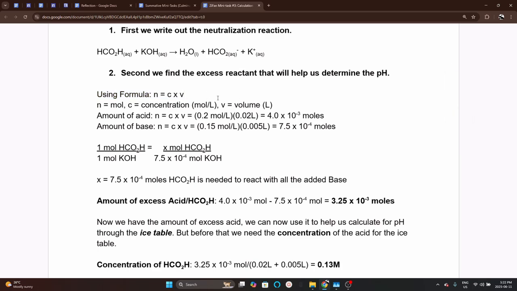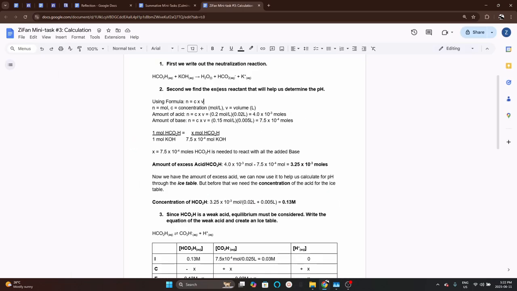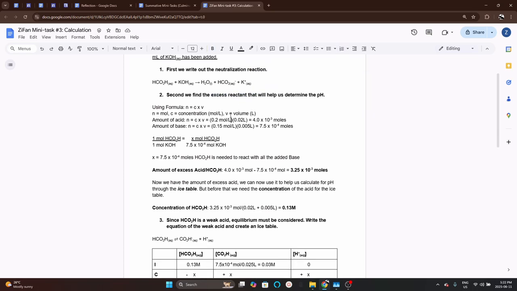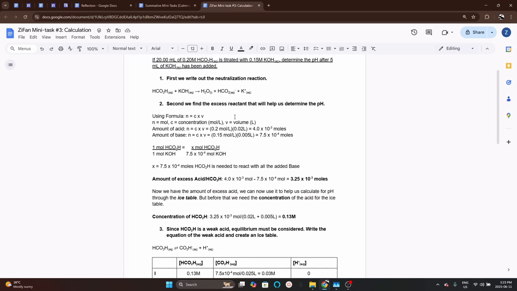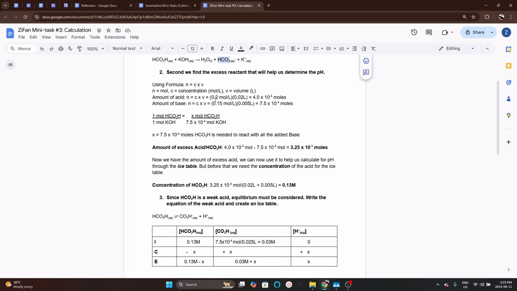So now we would want to find the excess amount of reactants. And so we'll use the formula n equals concentration times volume. And we found that the amount of acid before mixing is 4.0 times 10 to the power negative 3 moles, and the amount of base is 7.5 times 10 to the power negative 4 moles. The reason why I want to find the amount of excess reactant is simply because the excess reactant will help us find the pH, as the other reactant is already neutralized with the base, which produced water. We want to find these.